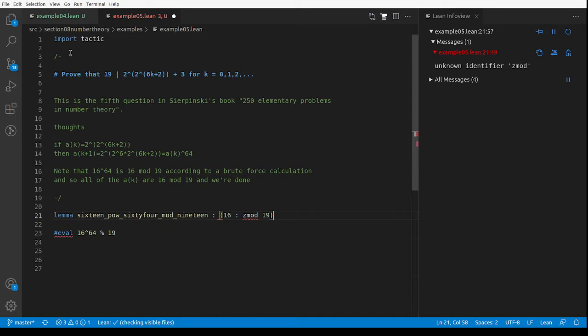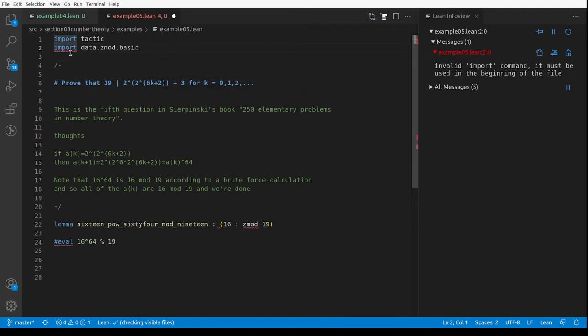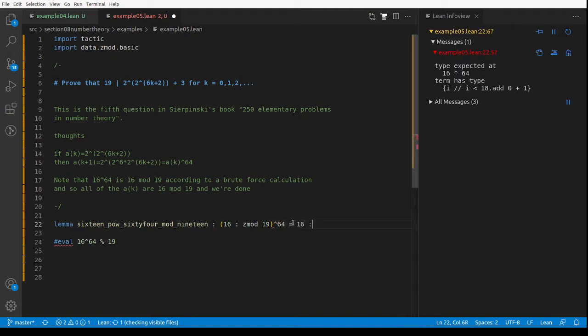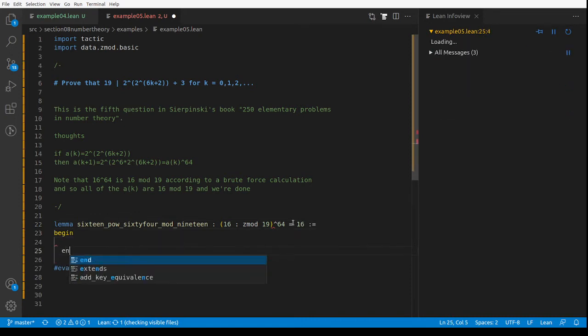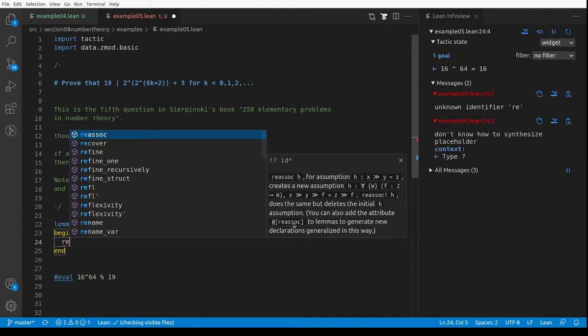Right, I'm going to import something. So import, what will it be? Data.ZMod.basic, is that a thing? There's a guess. Restart Lean, see what it thinks of that. Oh, it's bought it. 16 to the power 64 equals 16, colon equals begin, end. Now what? Nothing. So that is rfl.